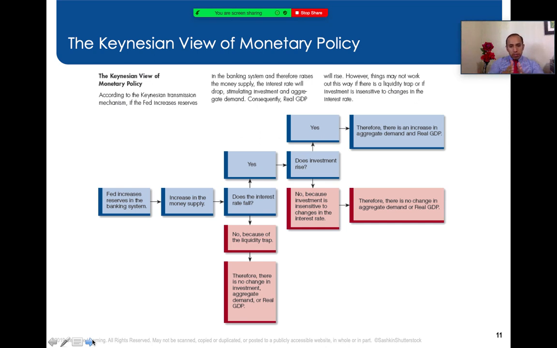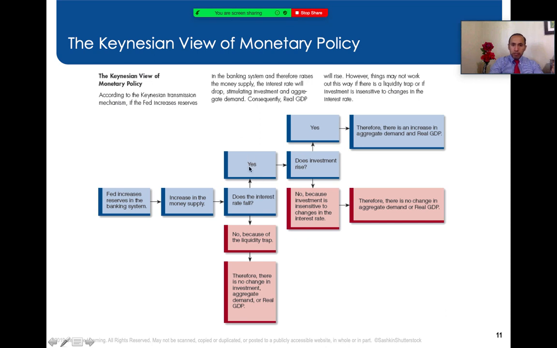The way the Federal Reserve increases the money supply is not by giving money directly to the public, it increases the money supply through the banking system. So here we have number one. The Fed increases reserves by providing more funds in the banking system, therefore increasing the money supply. If it increases the money supply, the interest rates may drop.